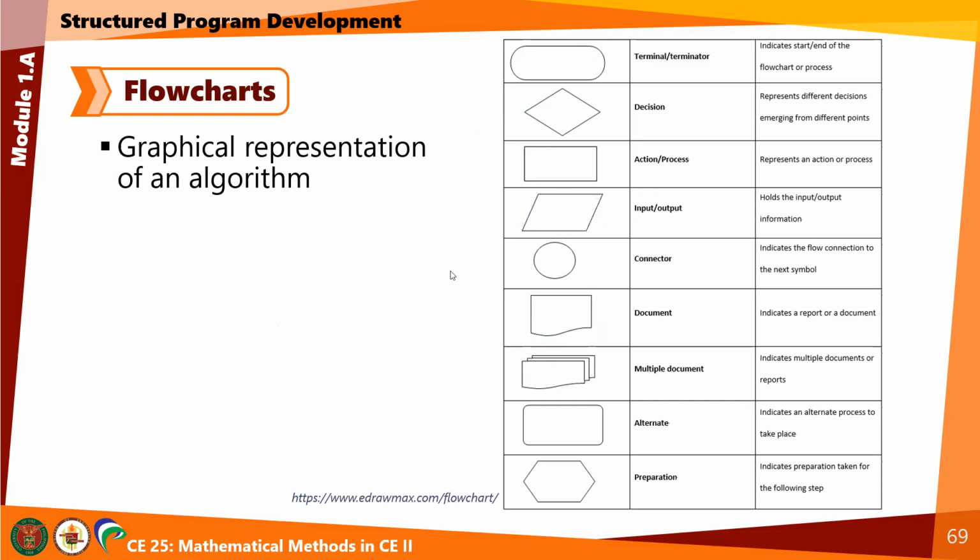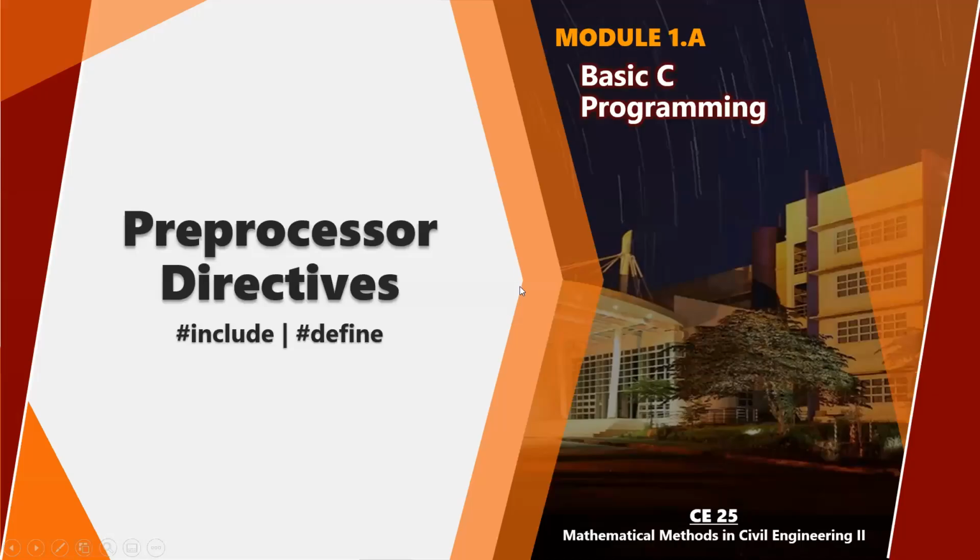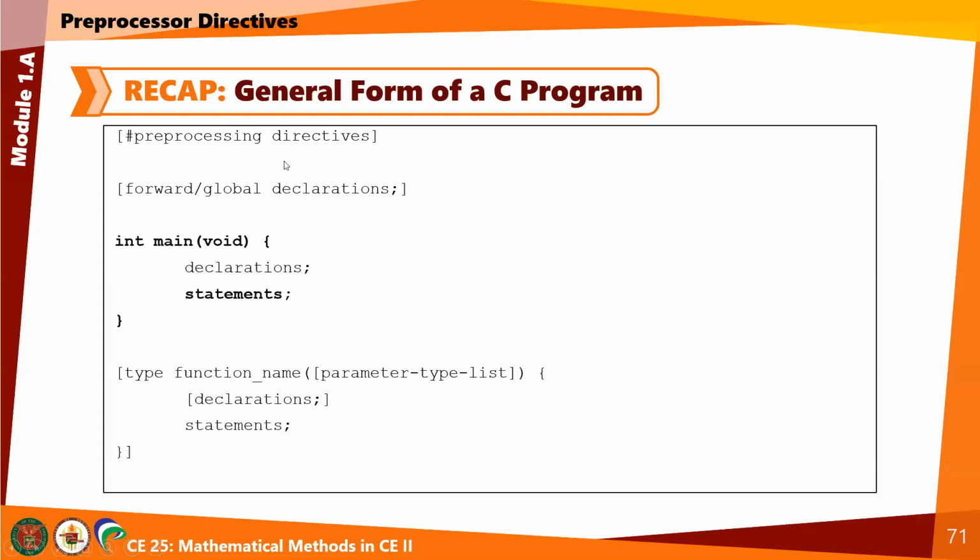Okay, let's continue. Preprocessor directives. We also discussed this before. These are the hashtag include and the hashtag define, or sharp include, sharp define. The preprocessor directives are written at the top of your code, okay? And what this does is it shortens your code, as we've discussed in the previous lecture.